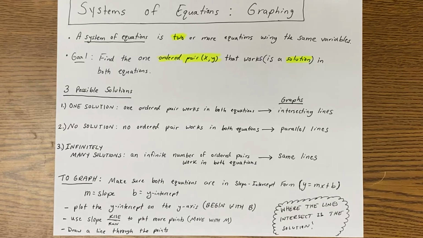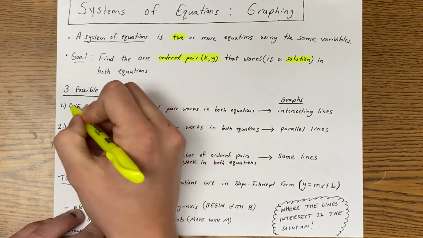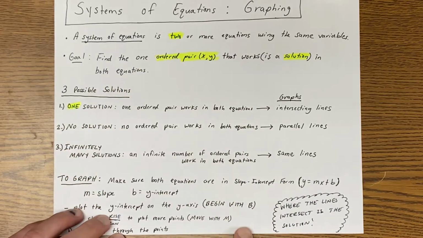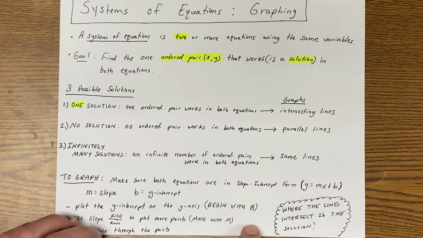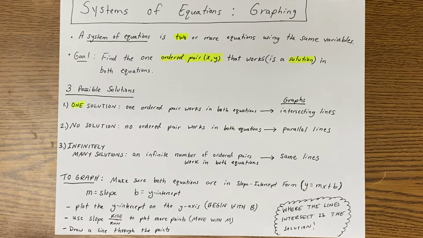So we have 3 possible solutions. Remember, solution is just the answer. The first one we would call one solution. When we graph these equations, and our graphing is going to be the same, we're going to put the equations in slope-intercept form, and we're going to graph them just like we normally graph slope-intercept equations, begin with b and move with m. We're going to have 2 lines though, and how the 2 lines look on the graph is going to tell us what the solution is.